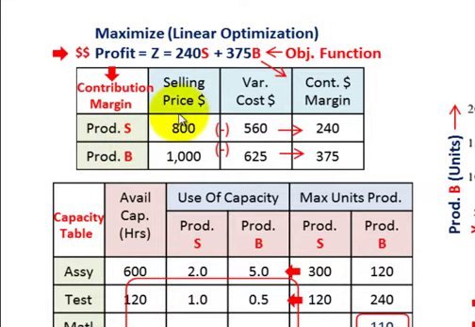And then for product B, a selling price of $1,000 and its variable cost is $625. So that difference gives us a contribution margin of $375 for each product B we sell. So this becomes our profit, or our objective function, in linear optimization. Profit equals $240 for each S, or 240 times S, plus $375 times B. So that becomes our objective function. This is what we have to optimize.